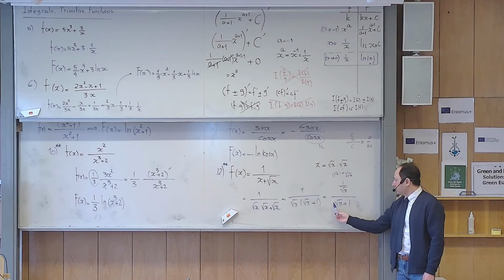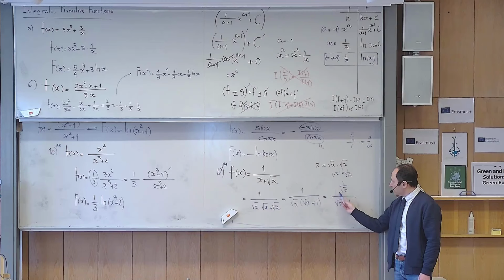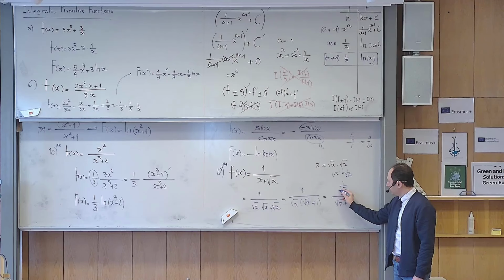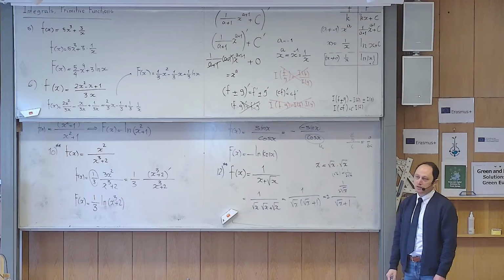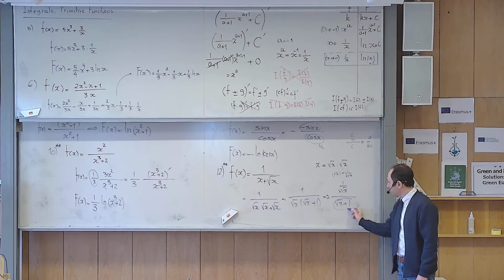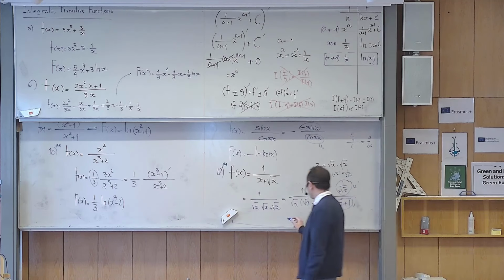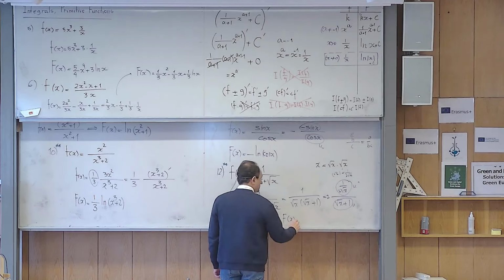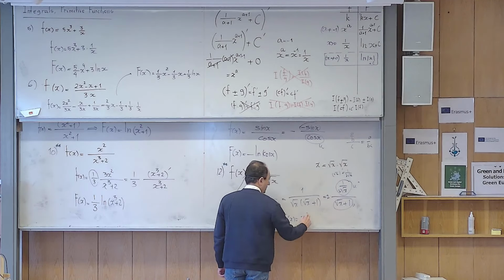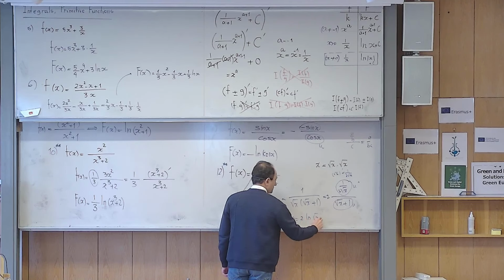So if I take this as u, this is not exactly u prime, but I can fix it. I put a 2 here, and I multiply by a 2. Now that's exactly the combination, because this becomes u, and this becomes u prime. So the primitive function becomes what? I have a factor of 2, and I write ln of square root of x plus 1.